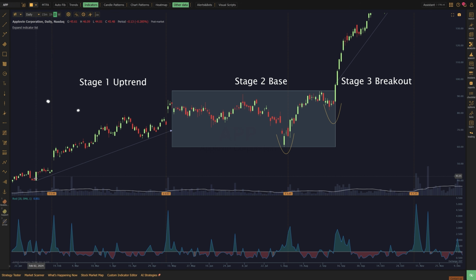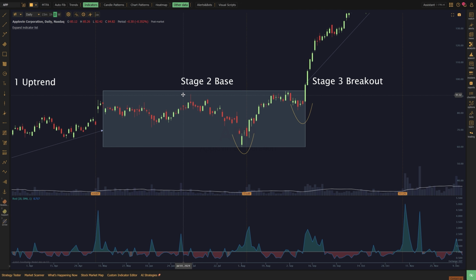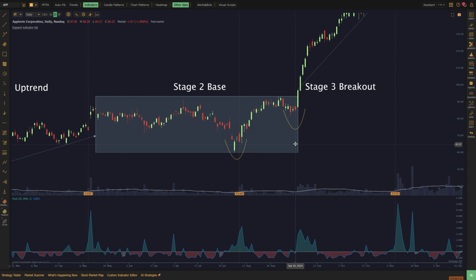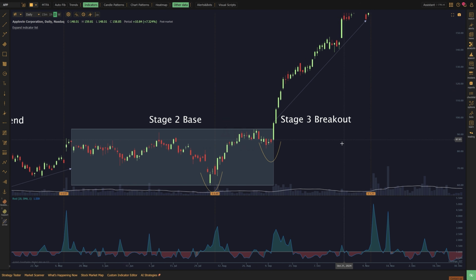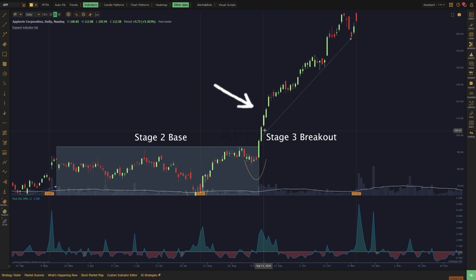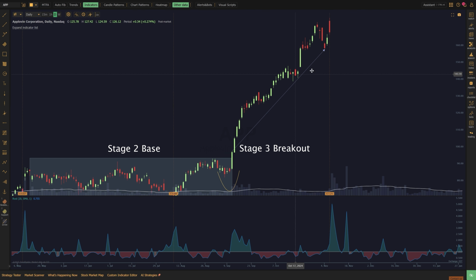Another example he mentioned on social media was AppLovin. The stock started a stage 1 uptrend in early 2024. Then stage 2 formed when it started to form a base with declining volume and 2 higher lows. Then in September, it had a stage 3 high volume breakout, leading to a beautiful uptrend with little to no drawdown from the entry, allowing traders to easily set stops in profit or sell into strength.